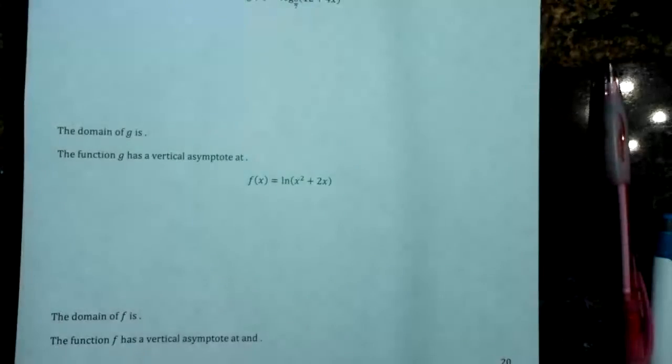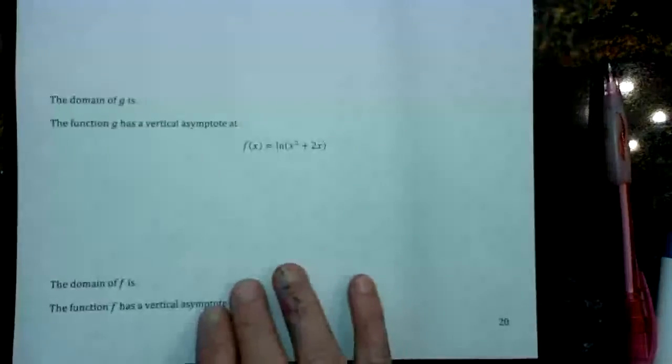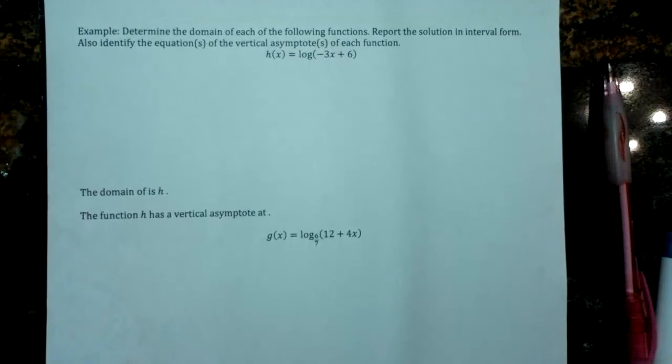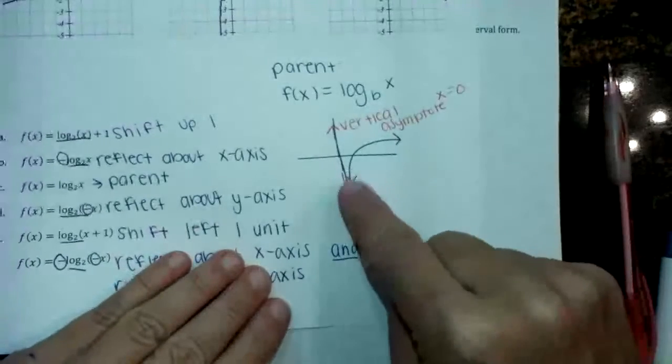All right. Last page. Determine the domain of each of the following functions. Report the solution in interval notation. Also identify the equation of the vertical asymptote of each function. All right, so going back to our parent, let me go back to that page. Here's the parent, the log function.